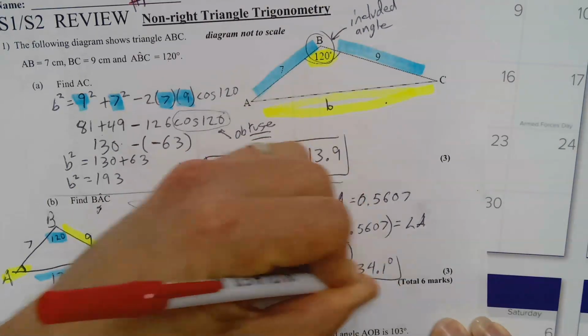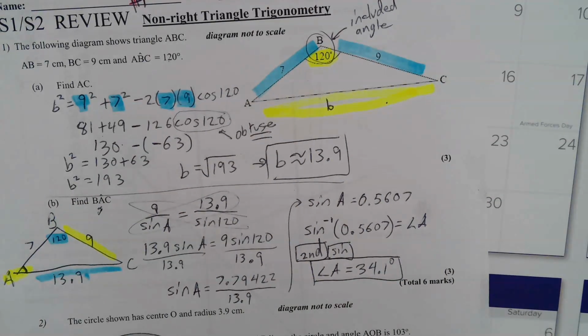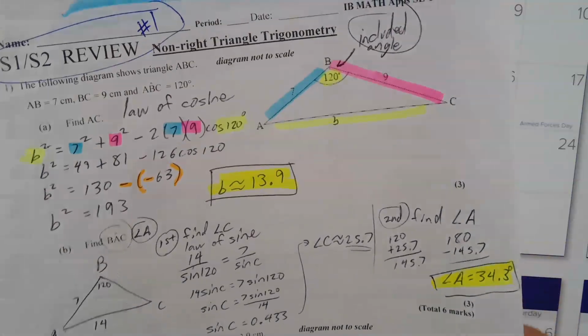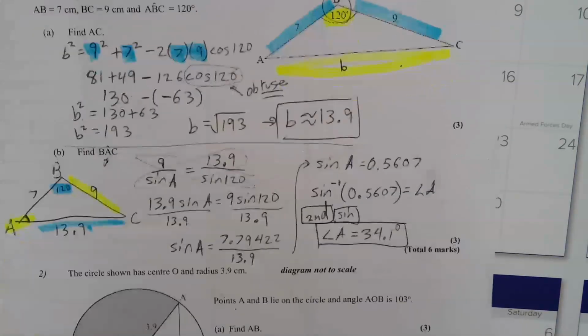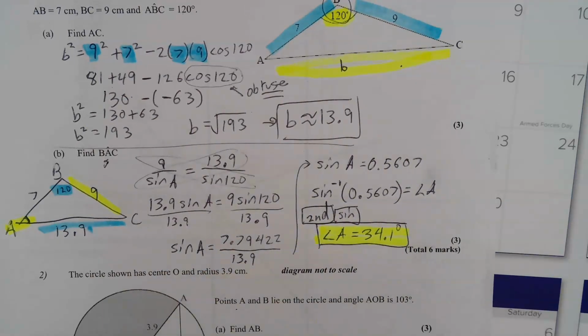So angle A is 34.1 degrees. Okay. On my answer key in the picture, I did it a slightly different way, but same process. Okay, so now let's do the next question here.